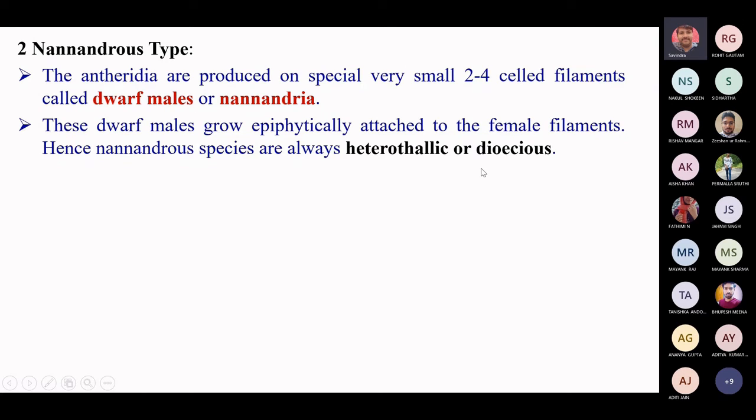hence nannandrous species are always heterothallic or dioecious. अब देखिए हेटेरोथैलिक क्या होता है, when male and female gametes develop on two different filaments. Here it is an essential part that the male gamete will be produced by the dwarf male, and the dwarf male is a separate filament, so they are always heterothallic or dioecious in nature.